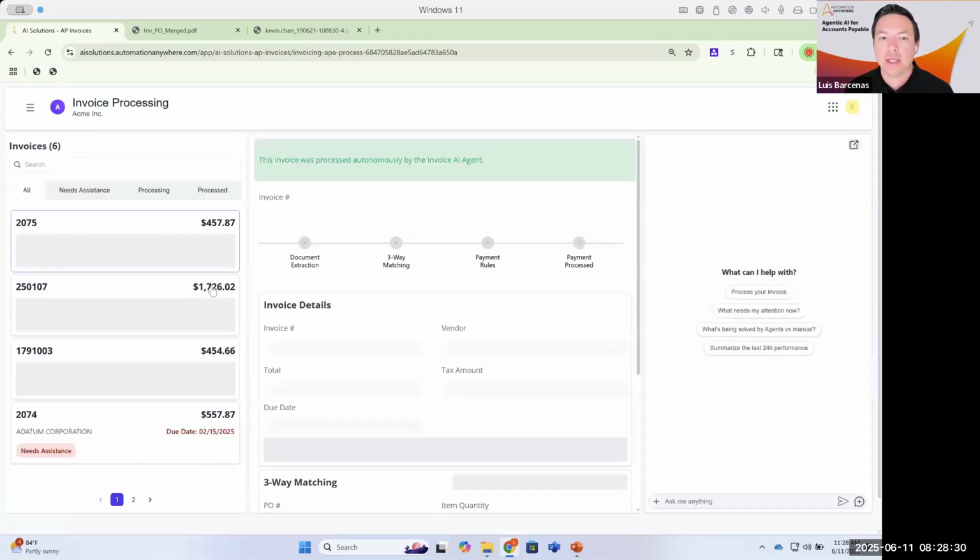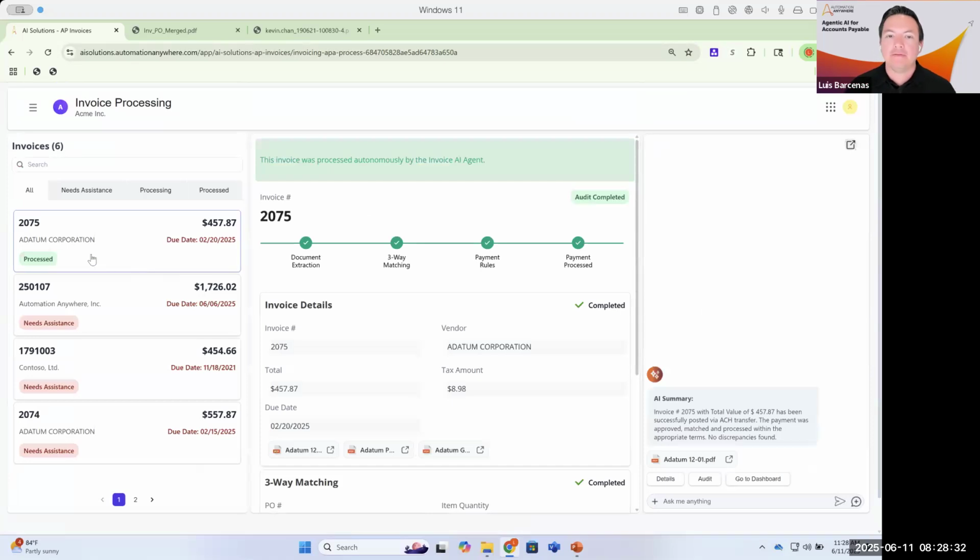Now, what I can also do here is go into my invoice processing transaction screen. And as soon as I go into that, I'm going to see an array of multiple invoices. Some of them have been processed autonomously, some of them require some type of human input. If I go into this first one, which is invoice 2075 that you can see on screen, this entire invoice has been completely processed autonomously by my AI agent.